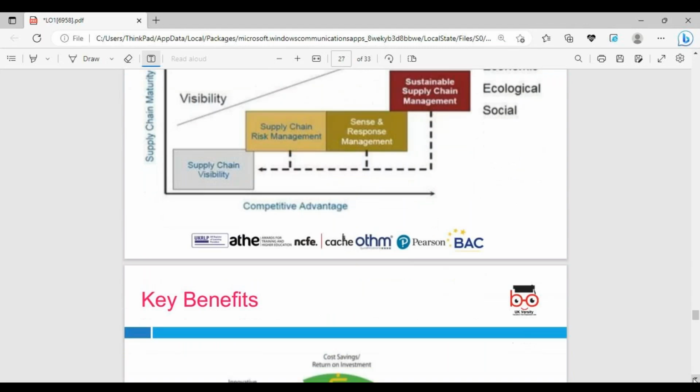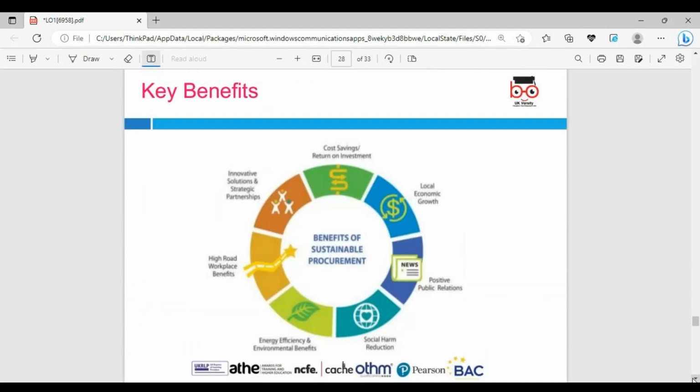You have to understand the internal and external benefits. Sustainable procurement helps with cost and return on investment. We can look at local economic growth, positive public relations, social benefits and harm reduction for the environment. We can look at initiatives like China's One Belt One Road and various other shorter routes, because now we have technology and satellites. Instead of buying things and storing them, why not relocate them directly? So, innovative solutions and strategic procurement partnerships.